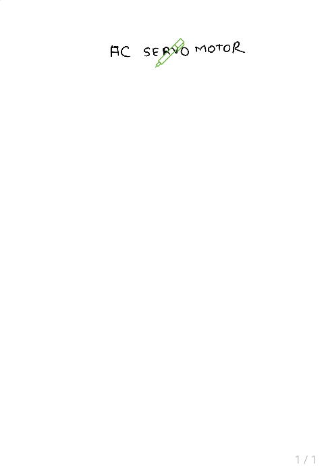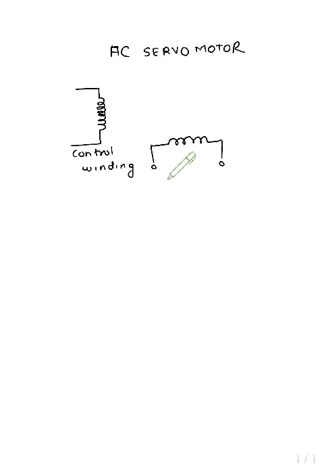AC servo motor is constructionally similar to a two-phase induction motor. There are two windings in an AC servo motor. One winding is called the control winding, and another winding is called the reference winding.